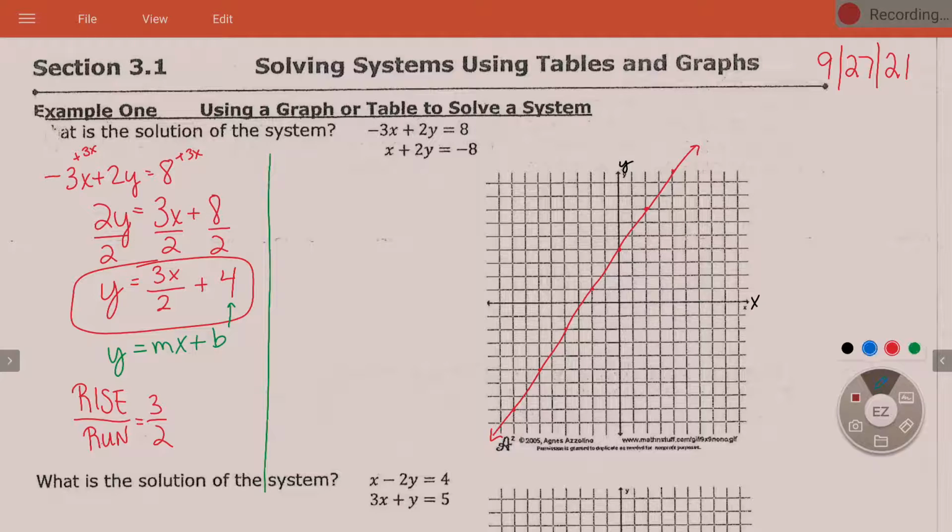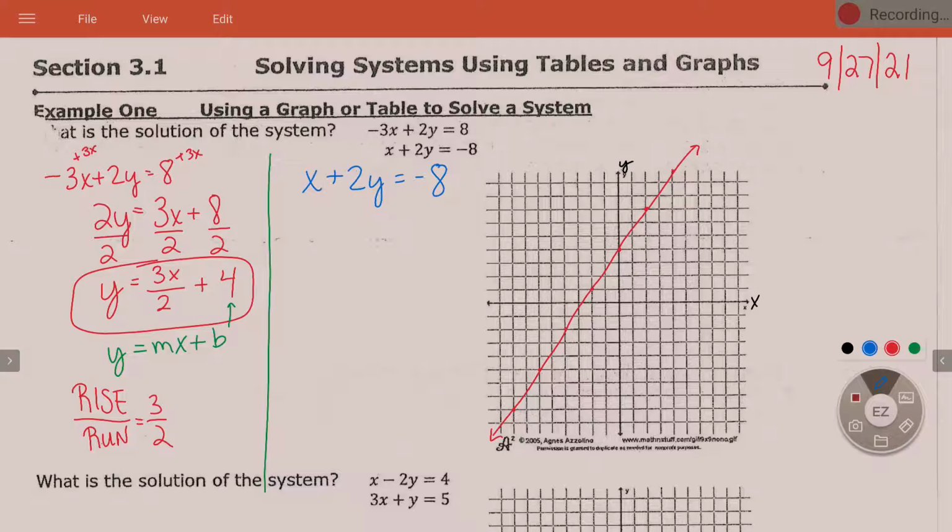Now we've got to do the same thing with the other one, right? So this time, x plus 2y equals negative 8. How do I graph?